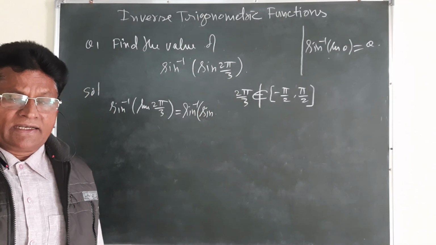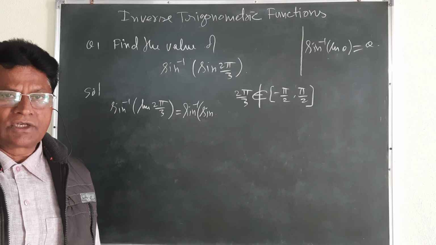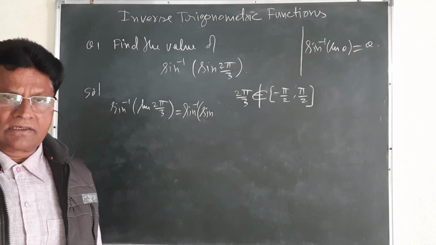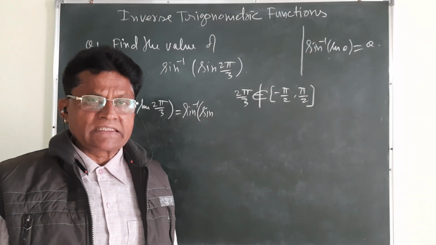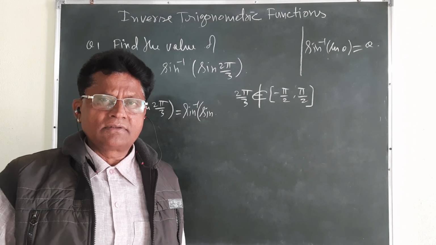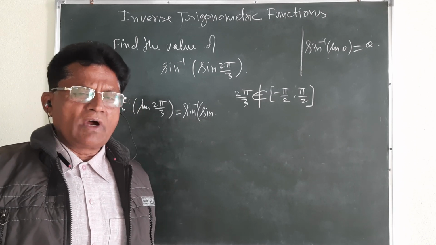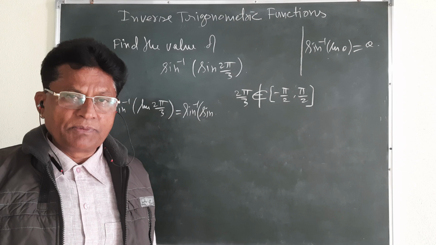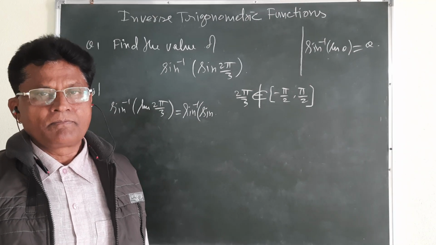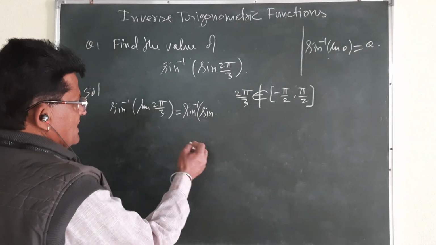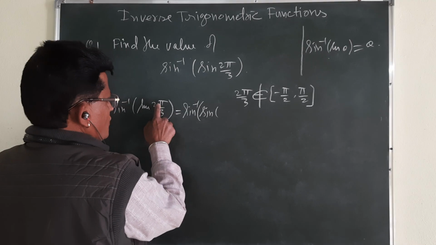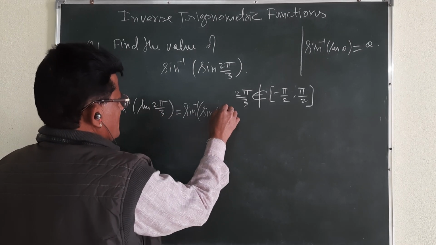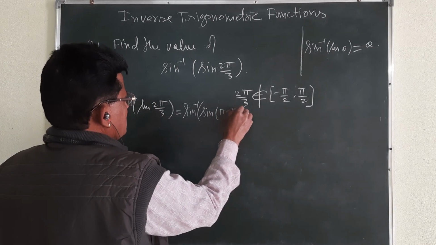You go in the quadrants: first quadrant, second quadrant, third quadrant and fourth quadrant. In the previous video, I have discussed in which quadrant what type of trigonometrical ratios will be positive as well as negative. You see, let me write sine 2 pi by 3. How can you write 2 pi by 3? Pi minus pi by 3.